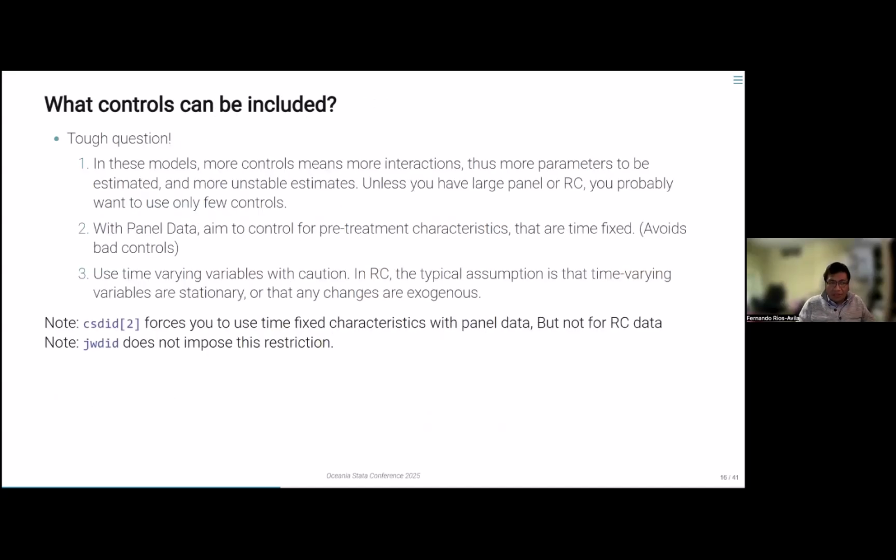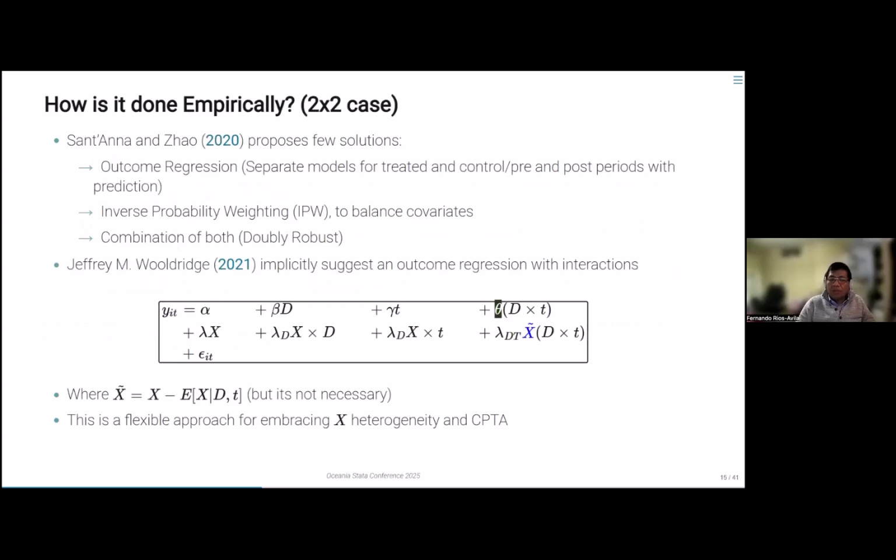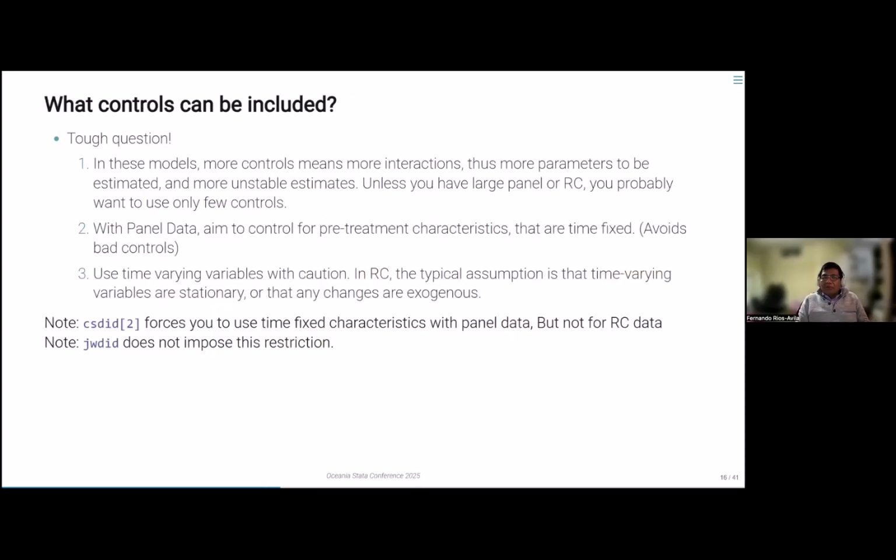Now, a question that comes up every now and then is, what should we include as this type of controls? Well, this is a tough question. The typical answer is that, first, as you can see here, we have to add a lot of interactions in order to have a flexible model that accounts for the conditional parallel trends assumption. That means that the more variables you include, the more interactions you will need to estimate, and that would leave you with very few degrees of freedom to actually estimate the precision of the parameters. So unless you have large panels or repeated cross-sections, probably you want to think about only a few controls.